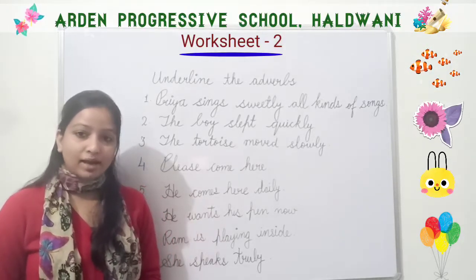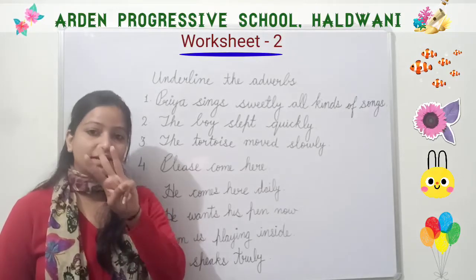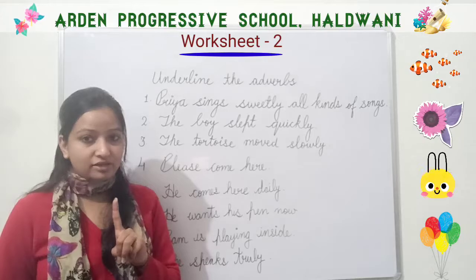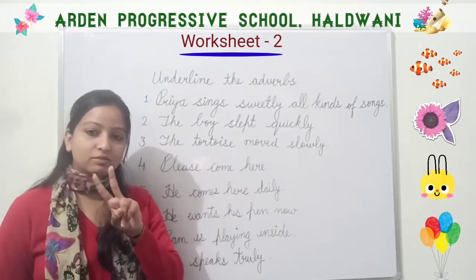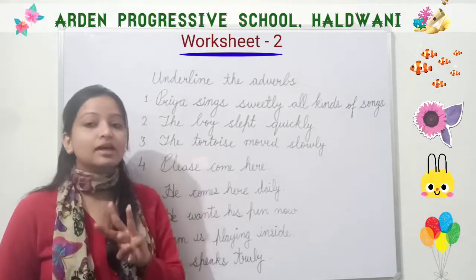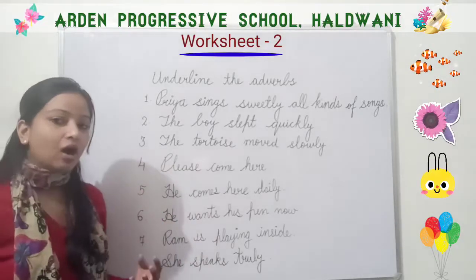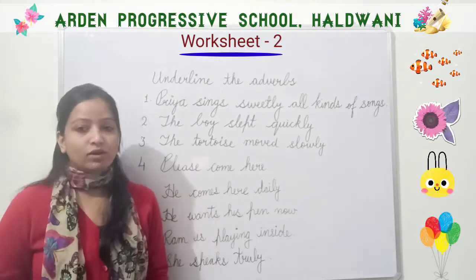So there are 3 types of adverbs: adverb of manner, adverb of time, adverb of place. Adverb of manner means how the action has been done, adverb of place means where the action has been done, and adverb of time means when the action has been done. So in order to find the adverbs, we can form questions and we will get the answer.